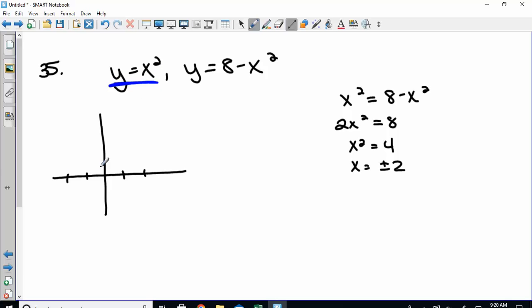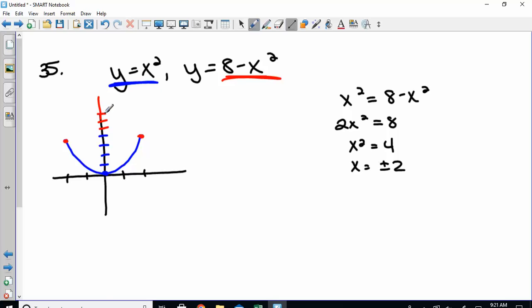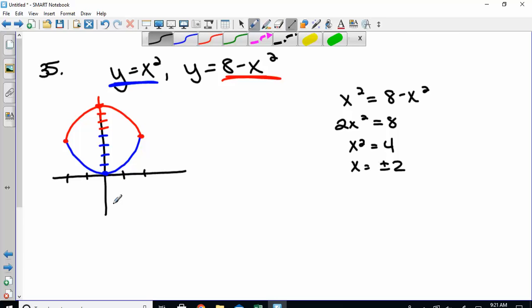So if I put a negative 2 in, negative 2 squared is 4. 2 squared is 4. Put in 0, 0 squared is 0. So that's the first one. This one, if you put in negative 2 and 2, you get the same point. If we put in 0, we get out 8. So this is the little region I'm looking at.